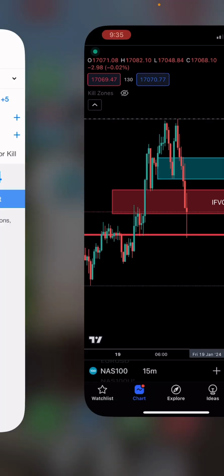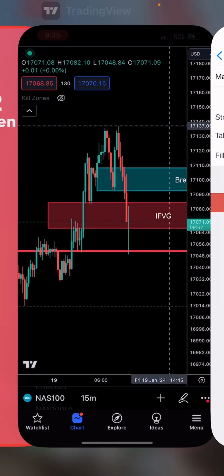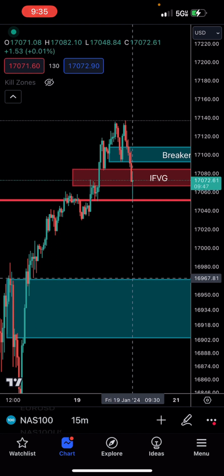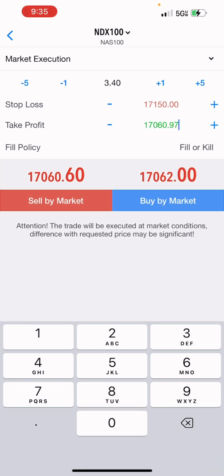So if I was to take the trade at the breaker, my stop loss would be at 71.50. My take profit will have to be maybe down here at this fair value gap. So I'll just say 69.80, maybe 69.80.